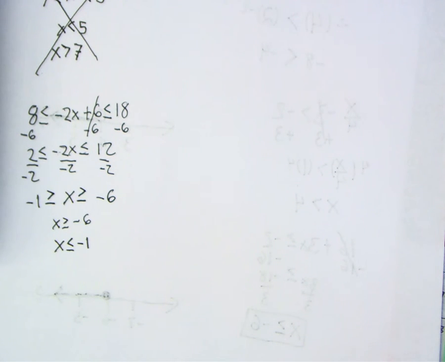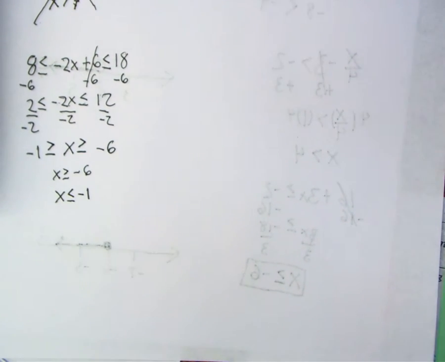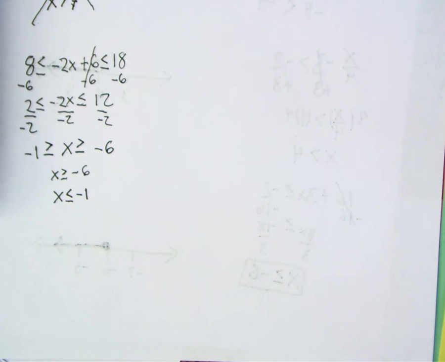-2, that is going to be bigger than -6. And it's also smaller than -1. So that will work out for us. Alright. So it made sense there. Let's go ahead and work out one more of these.